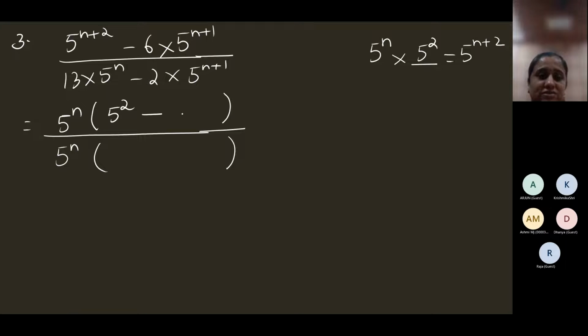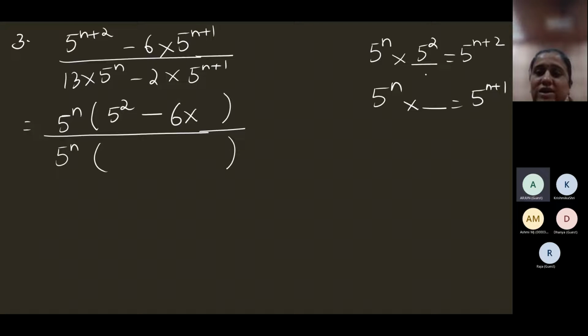Now you have to write 6 because 6 is not there. You have to write 6 into. Now 5 to the power n. 5 to the power n into what will give you 5 to the power n plus 1? 5, ma'am. 5. See, children, 6 we have to write because the product should be 6 into 5 to the power n plus 1.